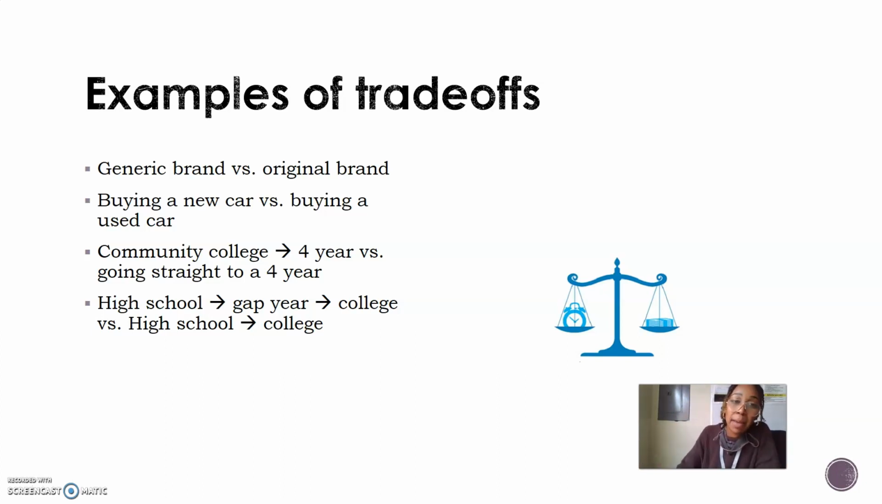Or one that you guys might be familiar with: do I want to go to a community college and then a 4-year, or just go straight to a 4-year? Or when I graduate high school, do I want to take a gap year and then go to college, or do I want to go from high school straight to college? Thinking about these trade-off costs and what that looks like.